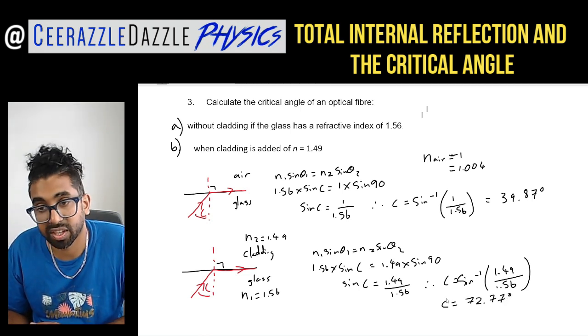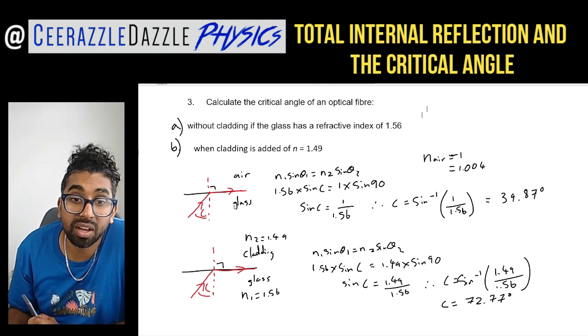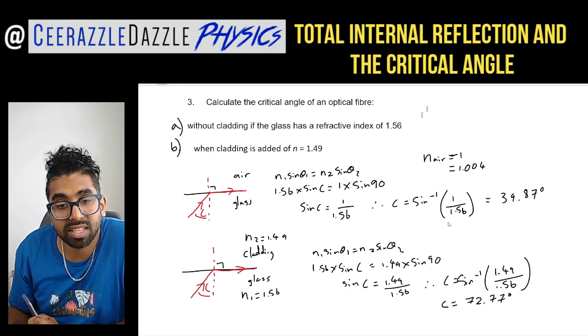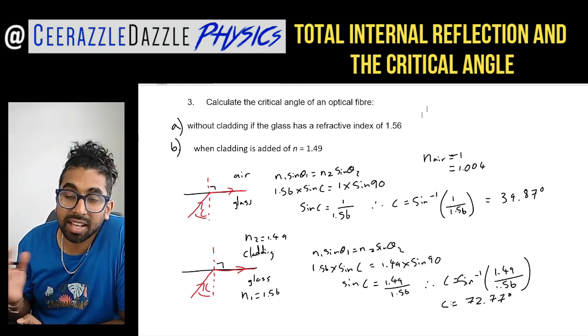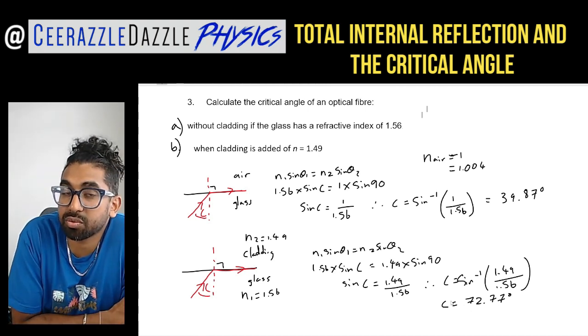72.77 degrees over here. So look guys, as you can see, if you have air surrounding your glass, the critical angle is lower, yes? But if you have cladding, the critical angle is going to be higher, 72 degrees over here. Wonderful stuff.